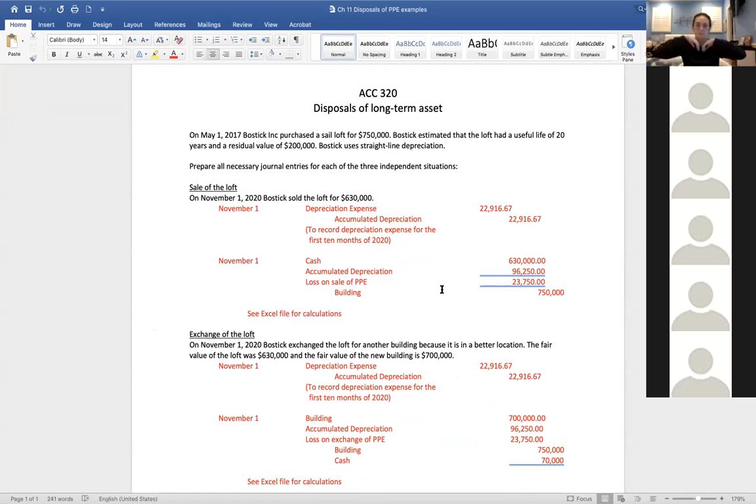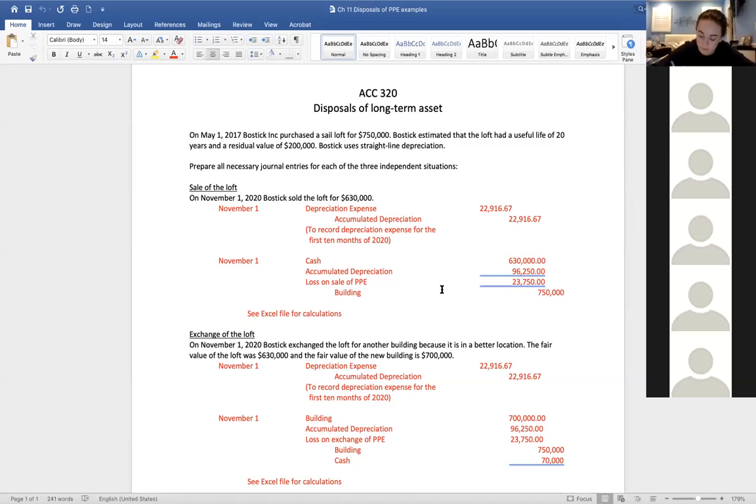Okay, so on May 1st, Bostic Inc. purchased a sale loft for $750,000. She estimated that the useful life of the asset was 20 years and that it had a residual value of $200,000. Straight line depreciation is used.